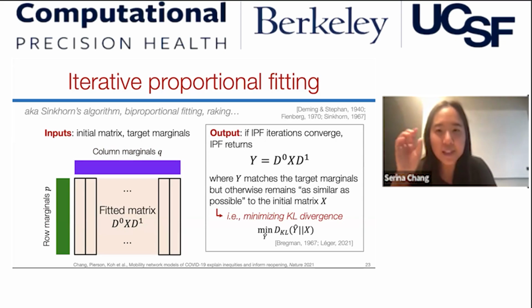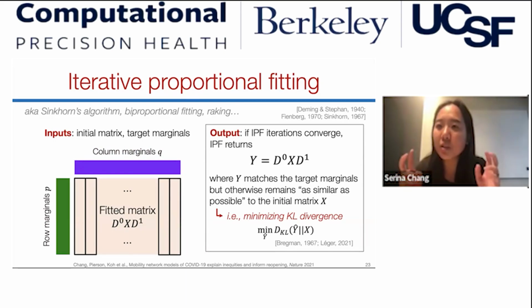And what's known is that if the iterations converge, you do find a fitted matrix, D0 x D1, that matches both target marginals at the same time. So it matches both P and Q. And there's another very nice interpretation of this fitted matrix, which is that in addition to matching the target marginals, it otherwise remains as similar as possible to the initial matrix X in terms of minimizing KL divergence to X.